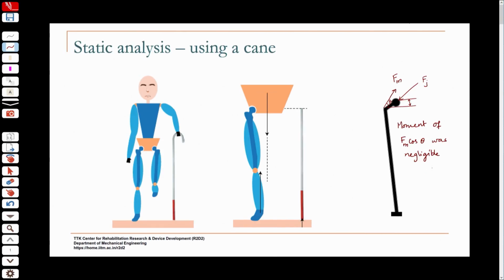Moment of Fm negligible about the hip. If you assume some distance for that and compute it, you will just get answers that are slightly different from what I gave you.